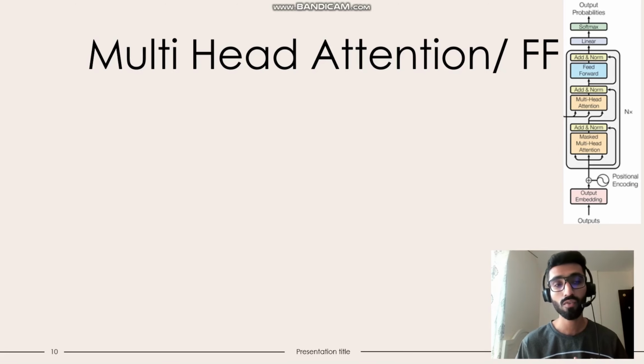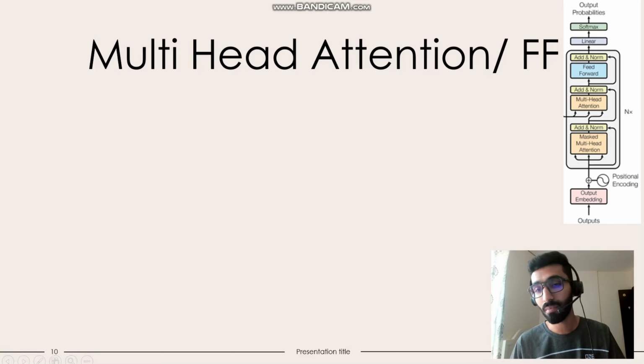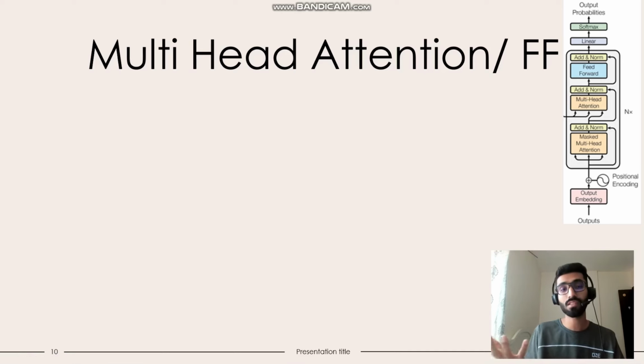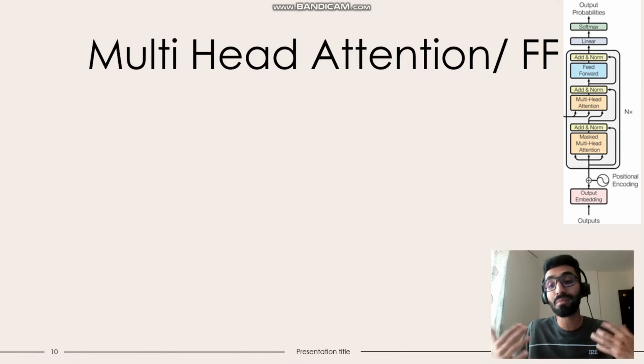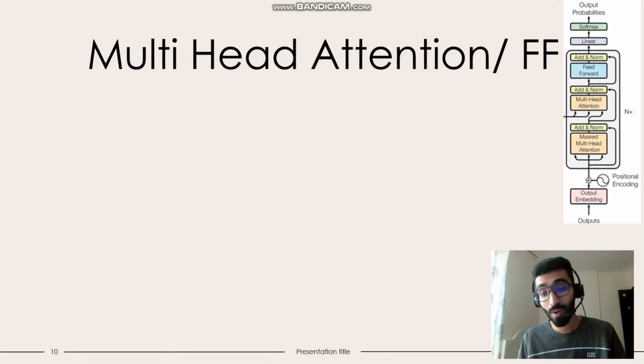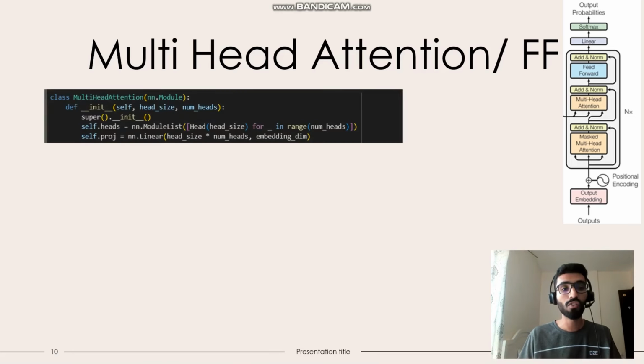After self attention, we need to make it into a multi-headed attention. You can see on the right hand side in the diagram, the masked multi-head attention. In the diagram, you can see this is not a single, simple self attention; this is a multi-head attention. So how can we make the multi-head attention block? That's the point. First of all, we need to define a class.